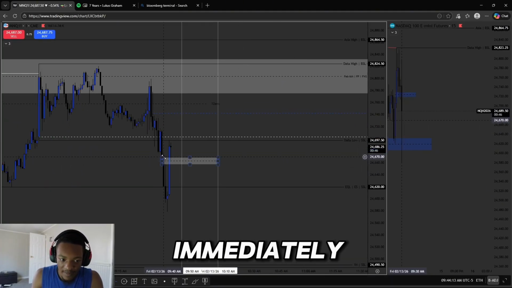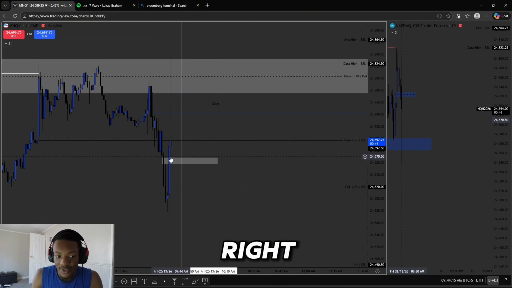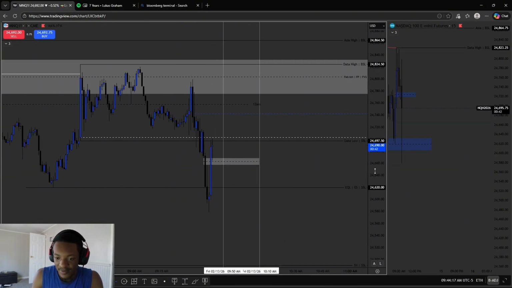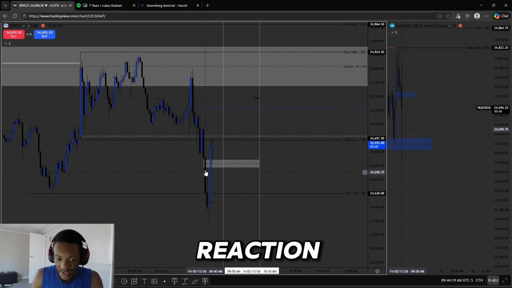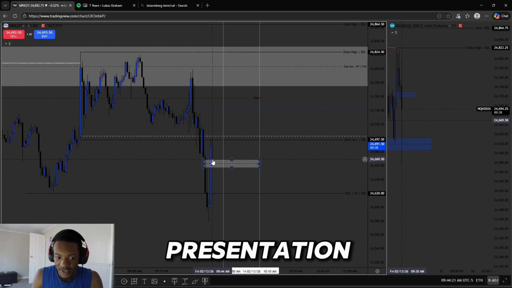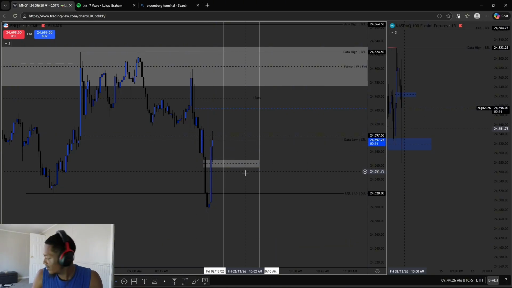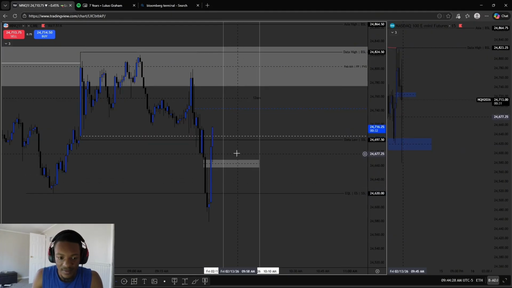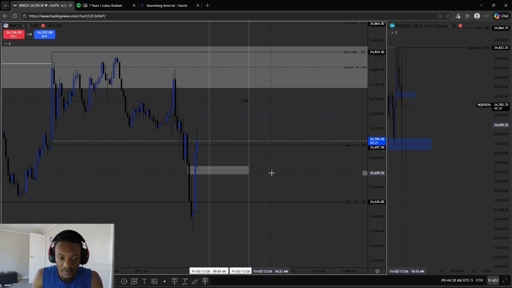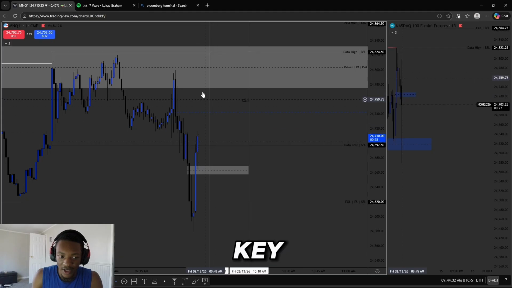But we kind of immediately inverse this gap here. To me, this right here is bullish. We got an immediate reaction, and we immediately inverse first presentation, and we're using this as quote unquote support here. And we're below all the key opening times as well.